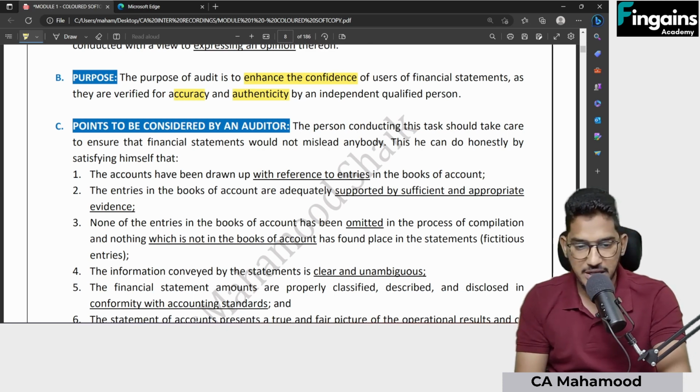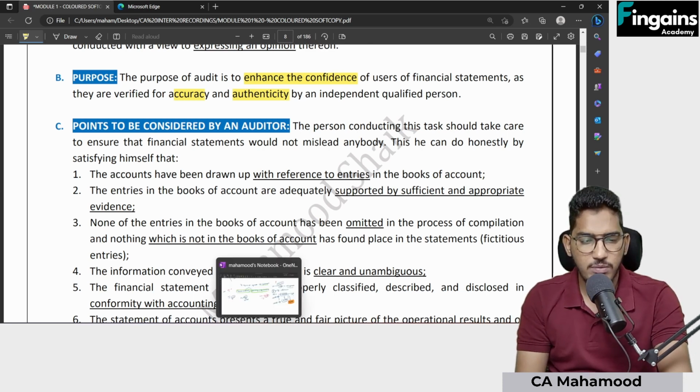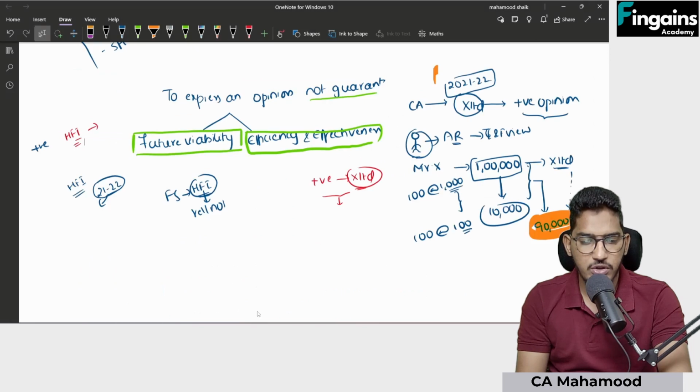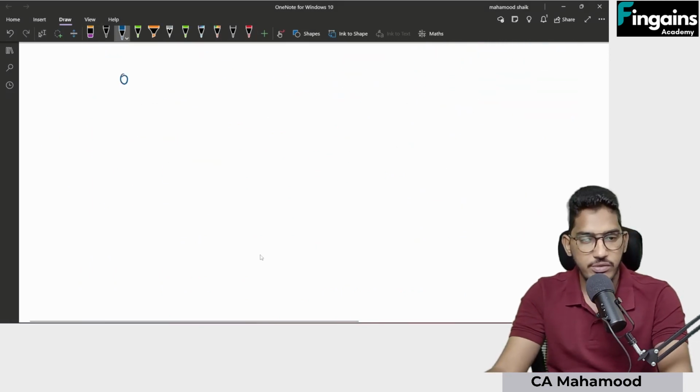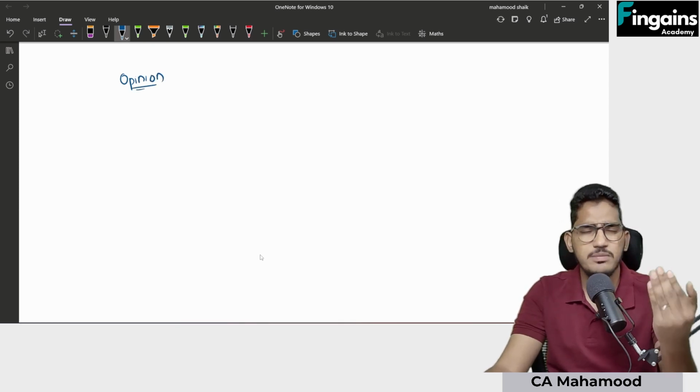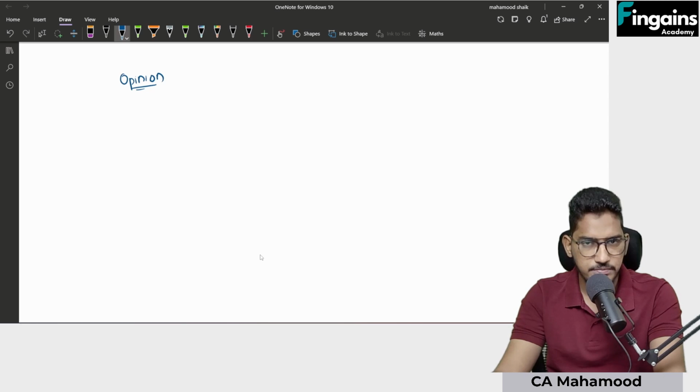Shall we try to understand the main answer now? Very simple, guys. Common sense they are asking you here. You have to apply your common sense, nothing else. As we all know, as an auditor, your ultimate objective is to express an opinion. But before you express that opinion, there are some basic points which you need to consider, some minimum things which you need to check. So what are the basic things which you will check before expression of opinion?